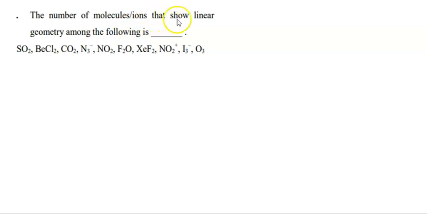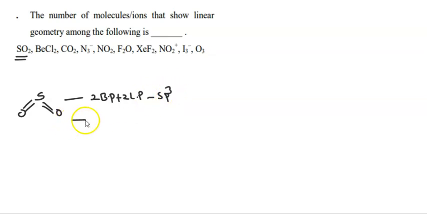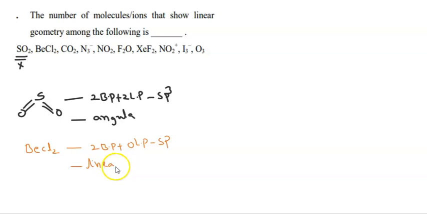So the number of molecular ions which will show the linear geometry. So SO2 is given S double bond O double bond O. Here the sulfur is having 2 bond pairs and the 2 lone pairs, sp3 hybridization. The shape of the molecule is angular or the bend shape, which is not linear. If I am going to take BeCl2, the central atom beryllium, having 2 bond pairs and 0 lone pairs, sp hybridization, and the geometry is linear, which is the correct answer for the given question.